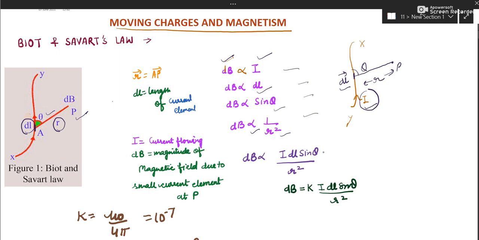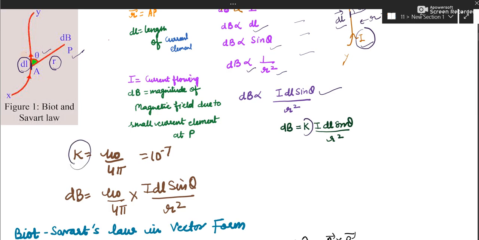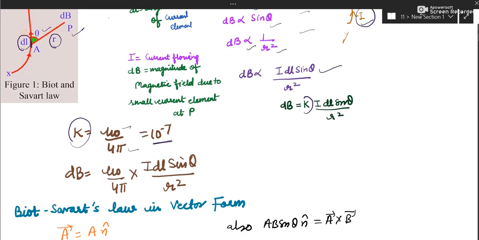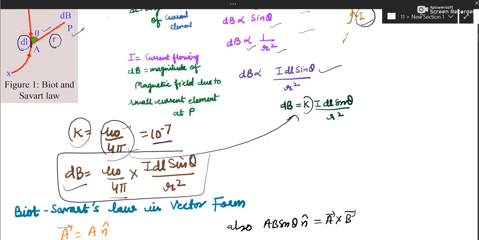We can combine all these. Removing proportionality, we will get a constant here, which is k. Now this proportionality constant is equal to mu naught by 4 pi, and its value is 10 to the power minus 7. So we can substitute mu naught by 4 pi in place of k, and our final equation will be dB, which is the small amount of magnetic field, is equal to mu naught by 4 pi into I dl sin theta by r square. This equation is known as Biot-Savart's law.